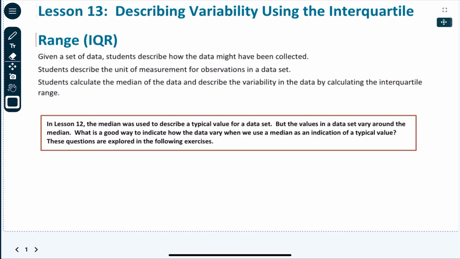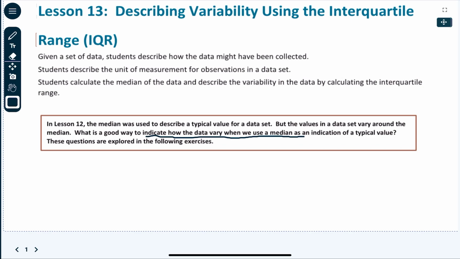Now, if you remember in Lesson 12, the median was used to describe a typical value of a data set. We've also used the mean as describing the typical data. But the values in a data set vary around the median. What is a good way to indicate how the data vary when we use a median as an indication of a typical value? That's what we're going to be doing with the IQR. We are going to be indicating how the data varies around the median.